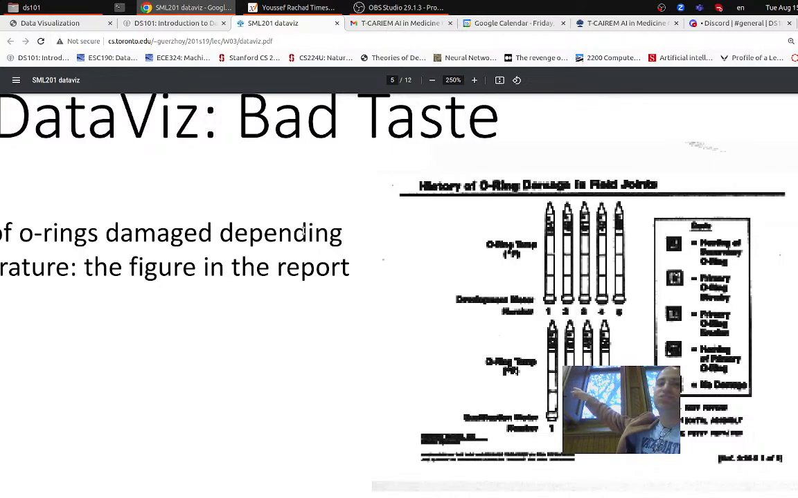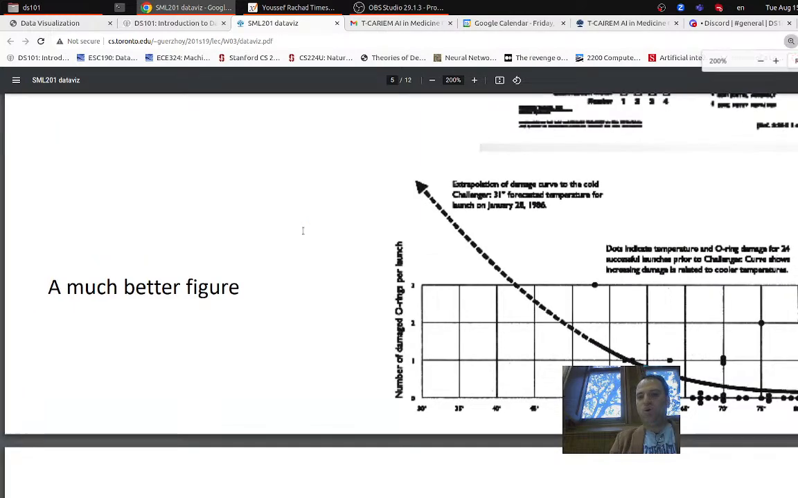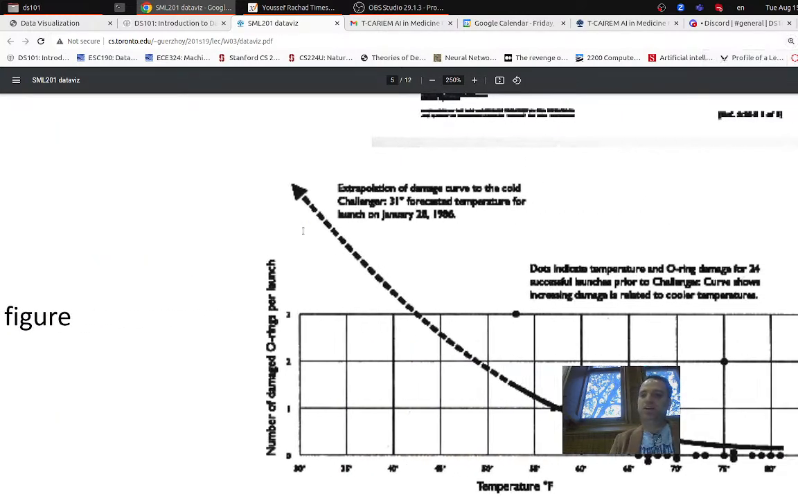Unfortunately you can't read it at all, but you can see that they have pictures of rockets there. And the data about the properties of the O-rings, which were not favorable, subject to the temperature, is actually there. It's just that there's so much chart junk that people might not have noticed. This would arguably be a much better figure presenting the same data: the number of damaged O-rings per launch versus temperature. You see that if the temperature is very low, then there are more damaged O-rings.